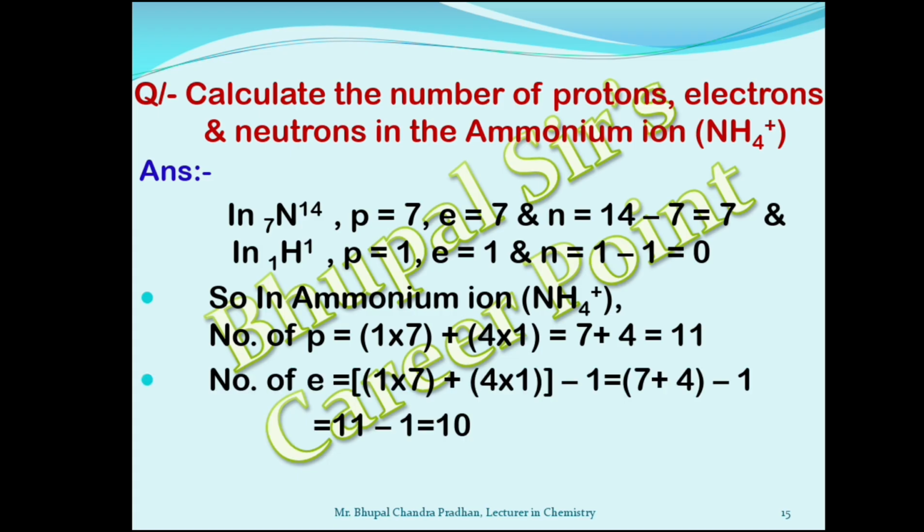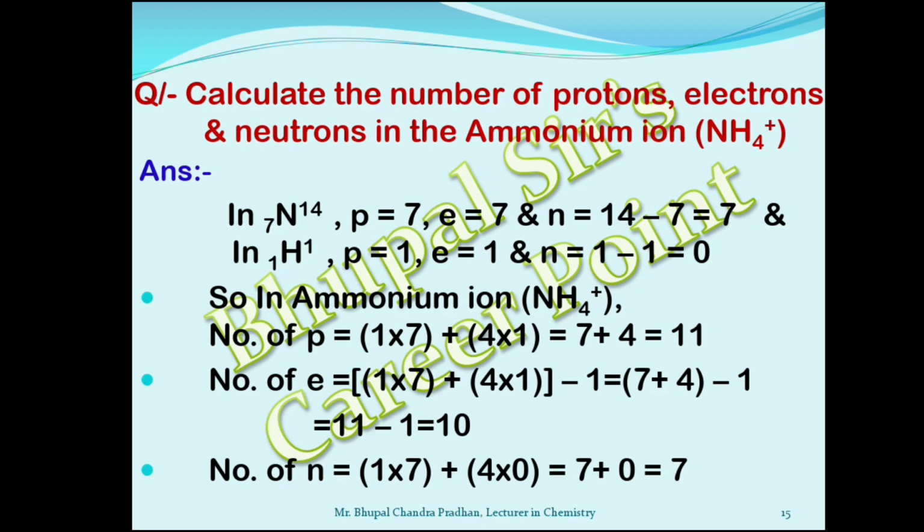Similarly, for the number of electrons, as it is univalent positively charged, the number of electrons can be directly calculated by subtracting 1 from the number of protons, that is 11 minus 1 is equal to 10. The number of neutrons is equal to 1 into 7 for nitrogen, and 4 into 0 for hydrogen, because the number of neutrons in hydrogen is 0. So the total number of neutrons present in the ammonium ion is 7.